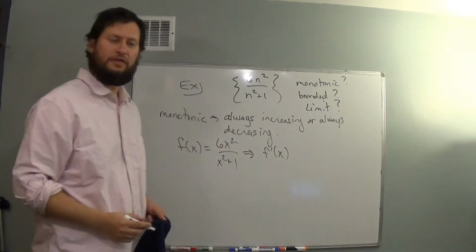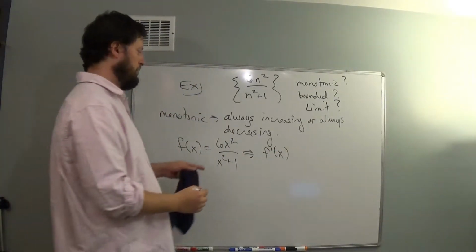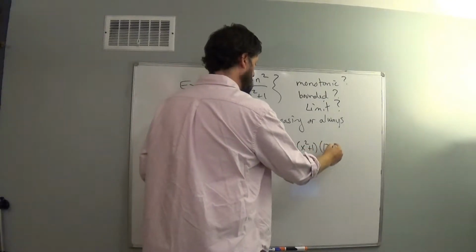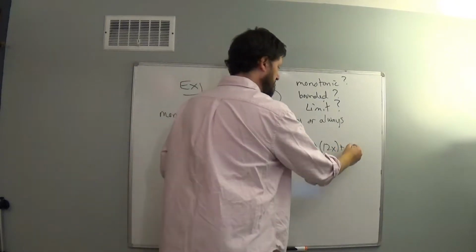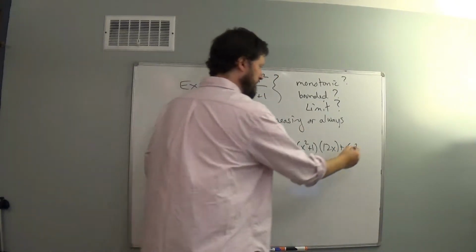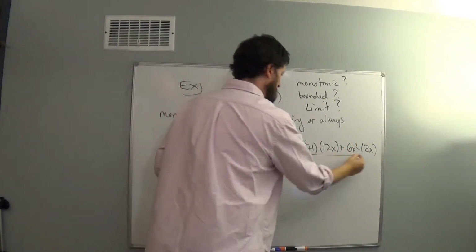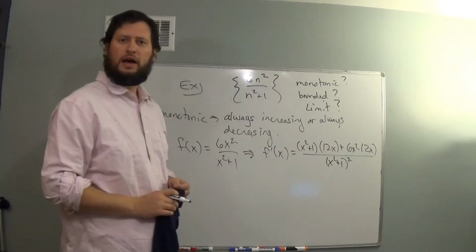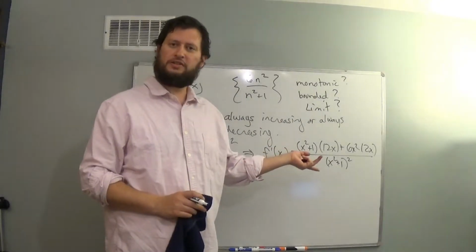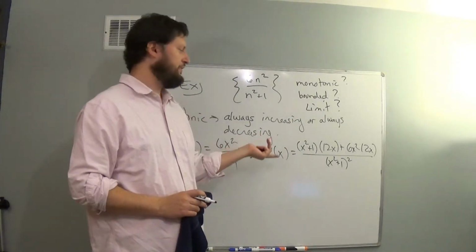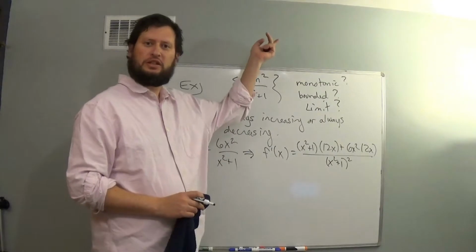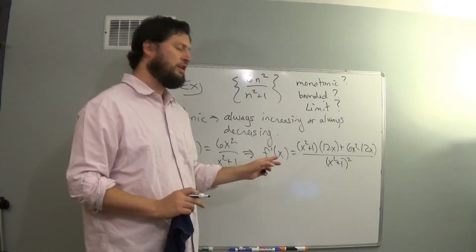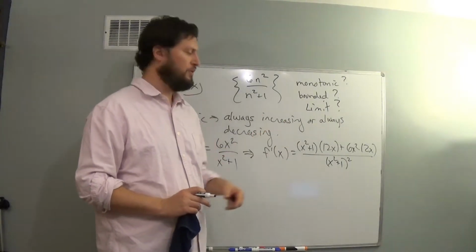The slope is the derivative, f prime of x, which by the quotient rule will be the bottom times the derivative of the top, minus the top times the derivative of the bottom, all over the bottom squared. And all I care about is whether this is always positive or always negative. Because if it's always positive, then this is always increasing. If it's always negative, then it's always decreasing. I don't care about the values. I only care about whether it's always positive or always negative.